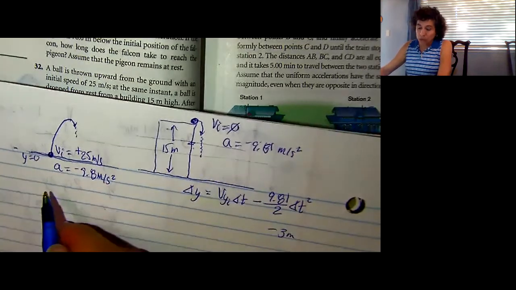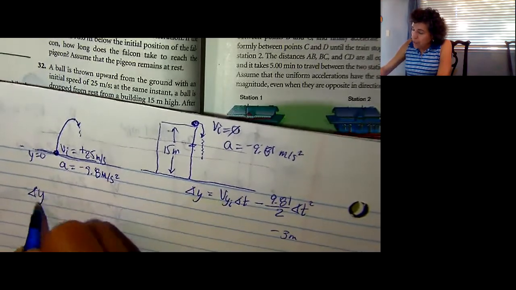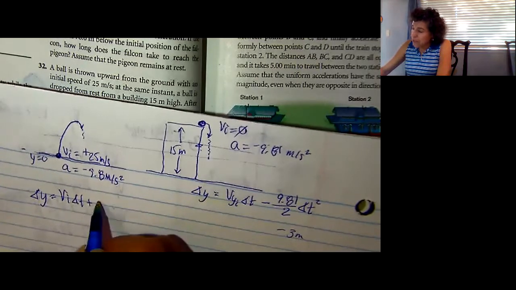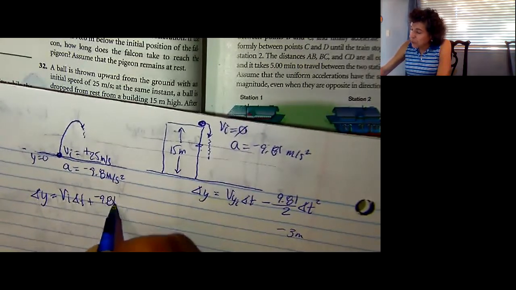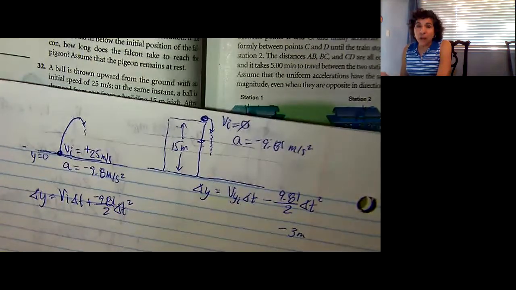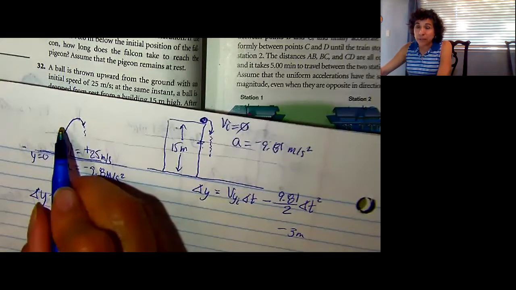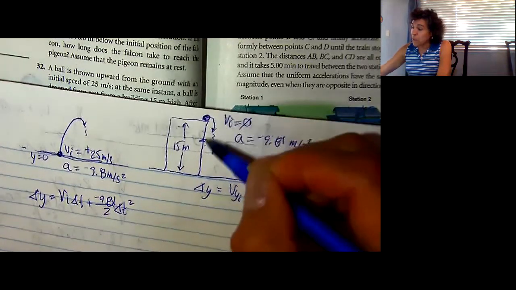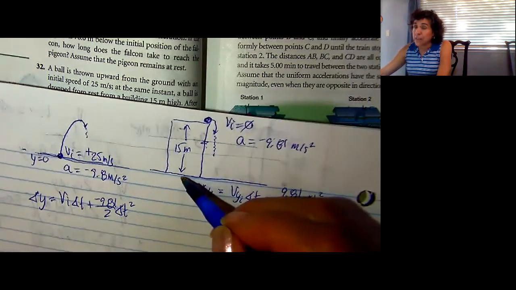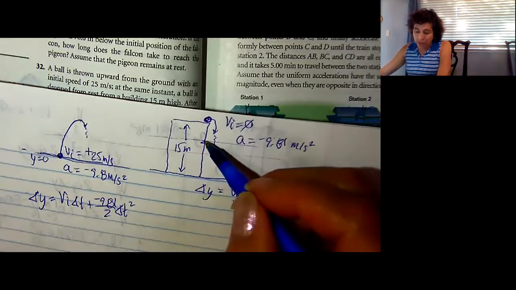So let's write the equation on this guy here. This guy here is also delta y is its v initial delta t plus, again, negative 9.81 divided by 2, delta t squared. Okay, so this delta y is from the ground up. This delta y is from here down. That's not going to work. But if I say 15 minus whatever I have here, or 15 plus whatever I have here, then it'll be right.